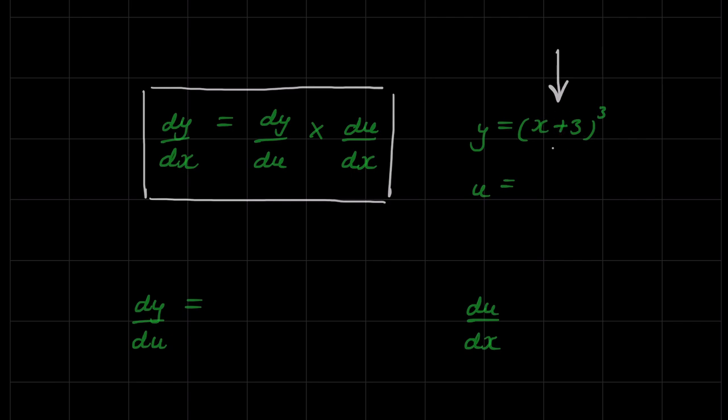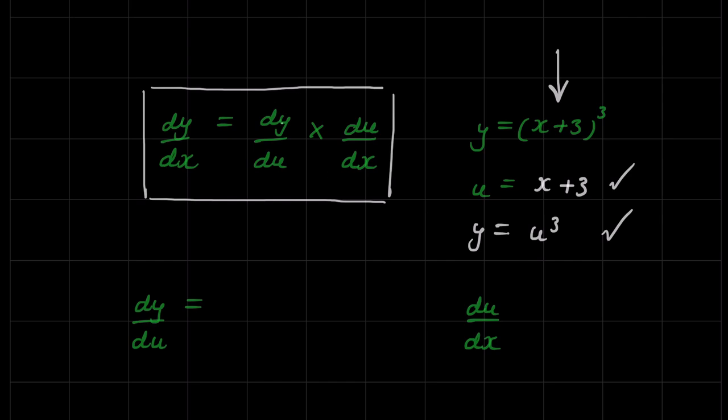The part of the function, x plus 3, we can rename as u. So we'll say in this function that u is equal to x plus 3. And effectively that means we can rewrite the original function as y equals u cubed. So these are our two functions, where we've split up the original one. This function is u in terms of x. This function is y in terms of u. And that's exactly what this chain rule formula is used for.